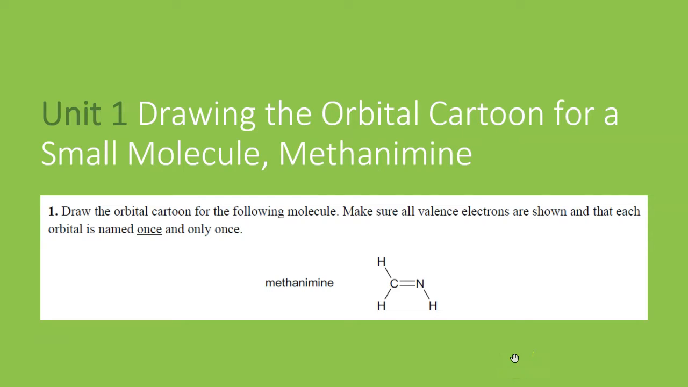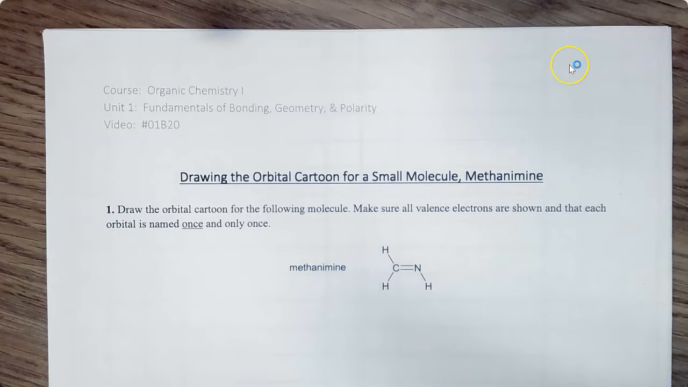Hi everyone. If you feel comfortable drawing the hybrid orbitals of an sp3 hybridized atom, or an sp2 hybridized atom, or an sp hybridized atom, you could use that information to put together atoms to make full molecules. And that's what we're going to do here. We're going to draw the orbital cartoon for the following molecule, and we're going to make sure all valence electrons are shown, and that each orbital is named once and only once.